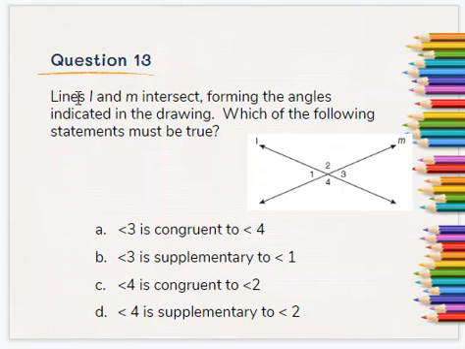Question 13. Lines L and M intersect, forming the angles indicated in this drawing below. So there's line L, line M. Which of the following statements must be true? Is it choice A, angle 3 is congruent to angle 4? Choice B, angle 3 is supplementary to angle 1? Choice C, angle 4 is congruent to angle 2? Or choice D, angle 4 is supplementary to angle 2?